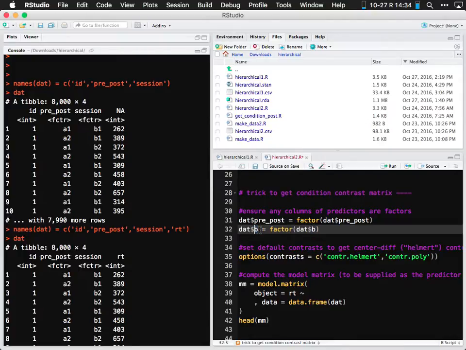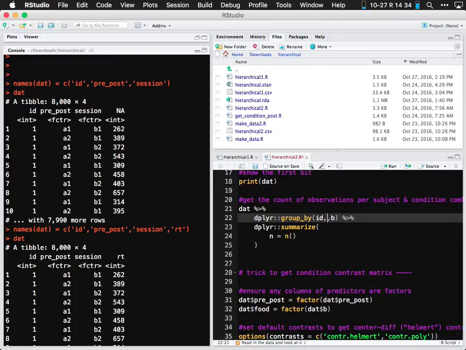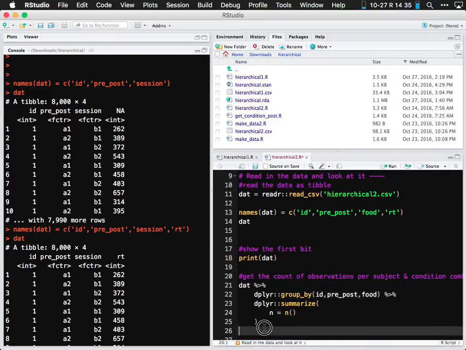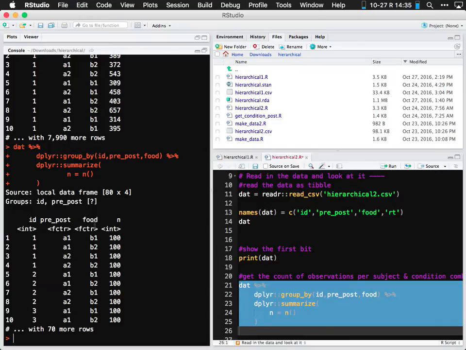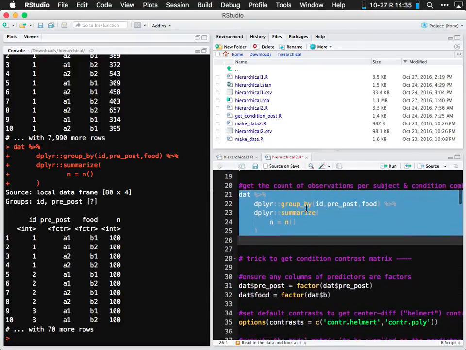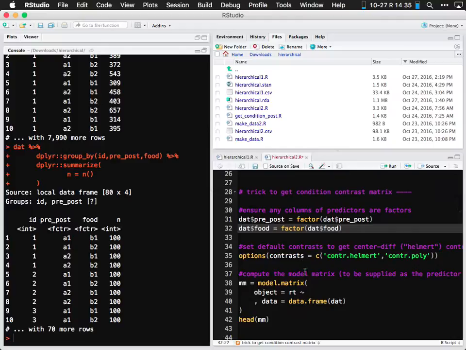For the counts, do we have to change A to pre-post? When you scroll up a bit, if you want this code to work later, it's pre-post and food. I put food instead of session, to be clear. So that would make that work. Anywhere after here, change A to whatever your pre-post thing is, and B to session.